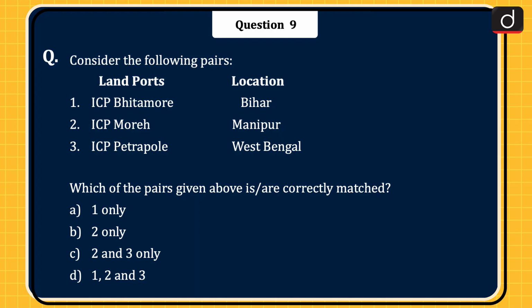Next question is, consider the following pairs: land ports and location. 1. ICP Bhitamor, Bihar. 2. ICP Moreh, Manipur. 3. ICP Petrapole, West Bengal. Which of the pairs given above is or are correctly matched? 1 only, 2 only, 2 and 3 only, or 1, 2 and 3? The correct answer is option D, 1, 2 and 3.